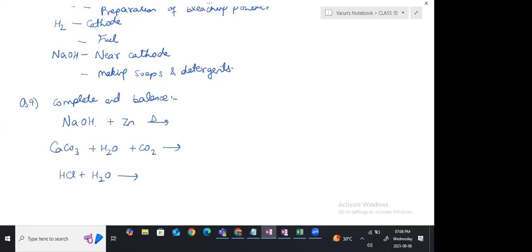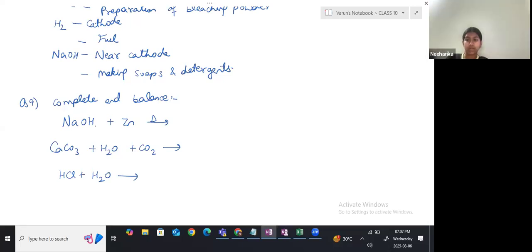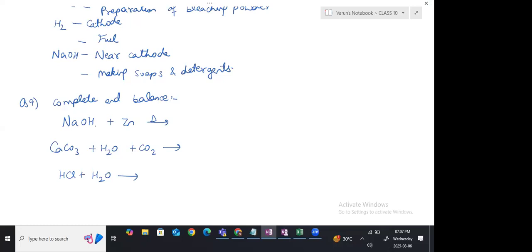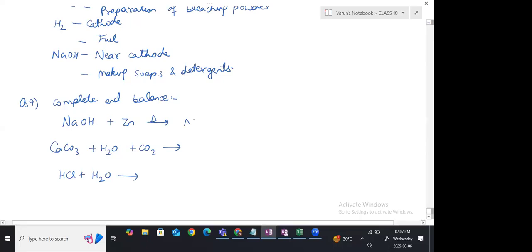So if zinc is amphoteric in nature, it reacts with both acid and base. And that we marked as an important part also, because when zinc reacts with the base, it forms a product that we hardly ever hear about. What is that product? Sodium zincate. What is the formula of that one? Na2ZnO2.